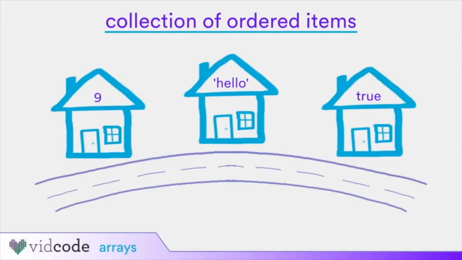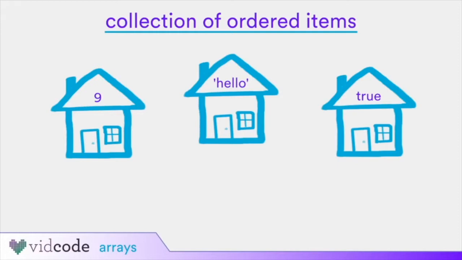To refer to these houses, you could call them by their address. In coding, we call the address of an item an index. You might be tempted to call the address of the first house index 1. However, when you count items in an array, you start at 0. So the address to the first house on the left is index 0. This is sometimes referred to as 0 indexed.